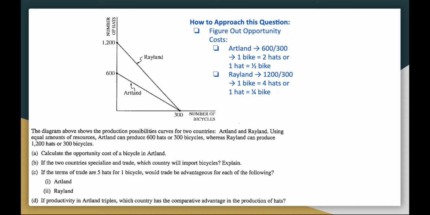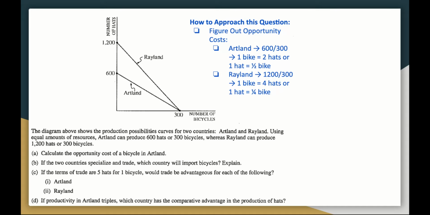Okay? Rayland, it's going to be 1,200 divided by 300. They can make 1,200 hats, which means 1,200 divided by 300 gives you 4 hats. Every time Rayland says, I'm going to make one bike, they are giving up 4 hats. If they are making one hat, they're giving up a quarter of a bike. So even though the question didn't ask me to do that, I figured out the opportunity cost because I know that indirectly I'm going to be using this information to conduct this analysis.